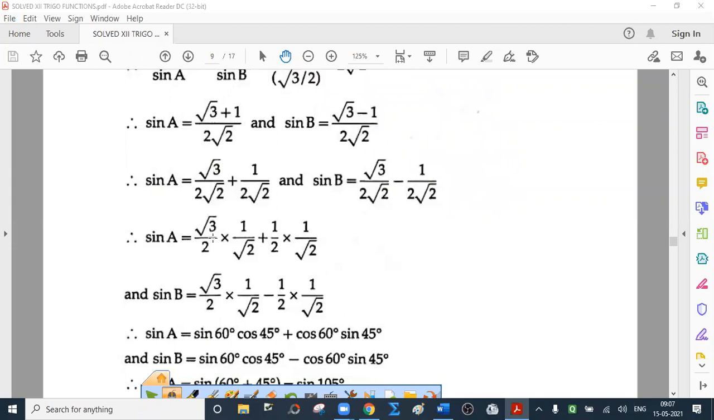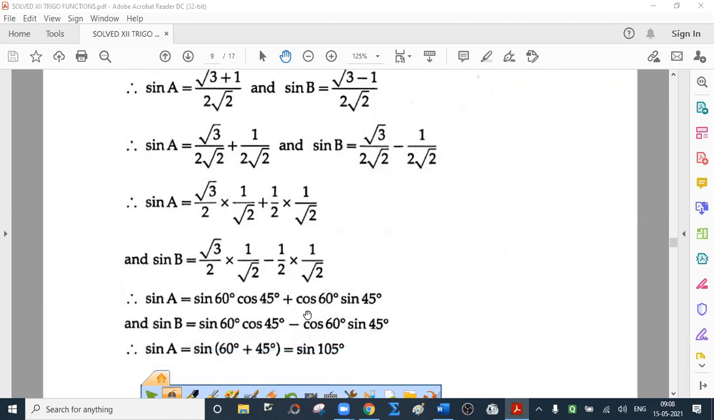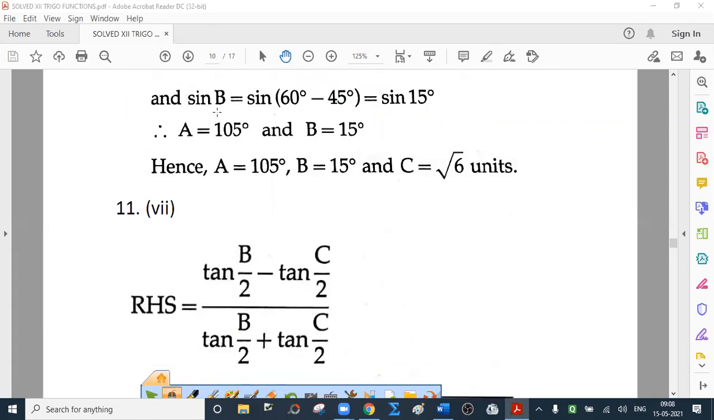Can I replace this by sine 60 degrees? Yes, I can. What about 1 by root 2? This I can replace by cos 45 degrees, plus half can be replaced by cos 60 degrees, and 1 by root 2 by sine 45 degrees. So that this is of the type sine alpha cos beta plus cos alpha sine beta. Is that clear? So that gives me sine B as sine 15 degrees. So B equal to 15 degrees.